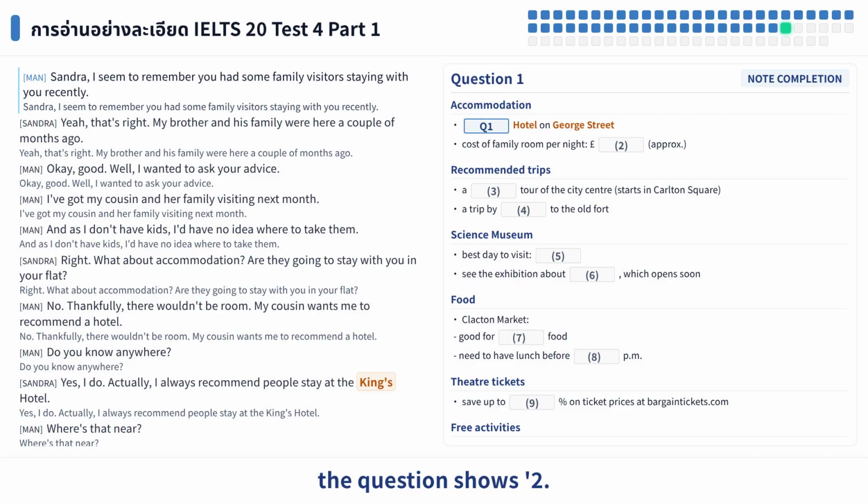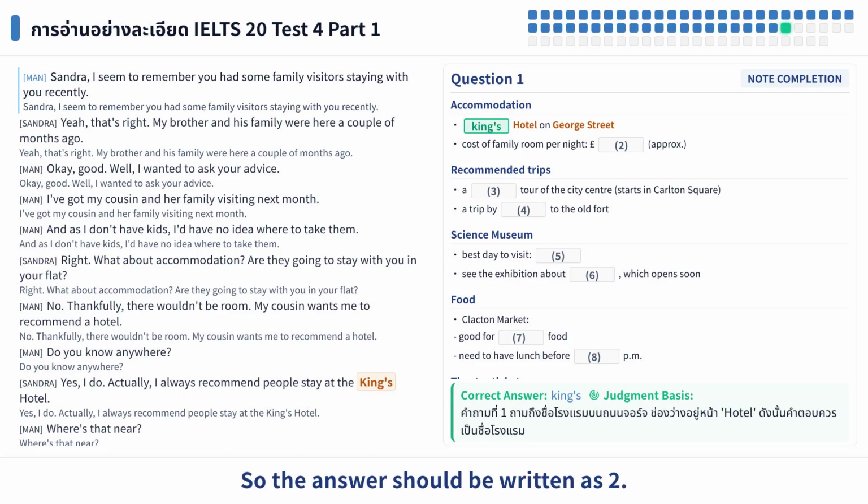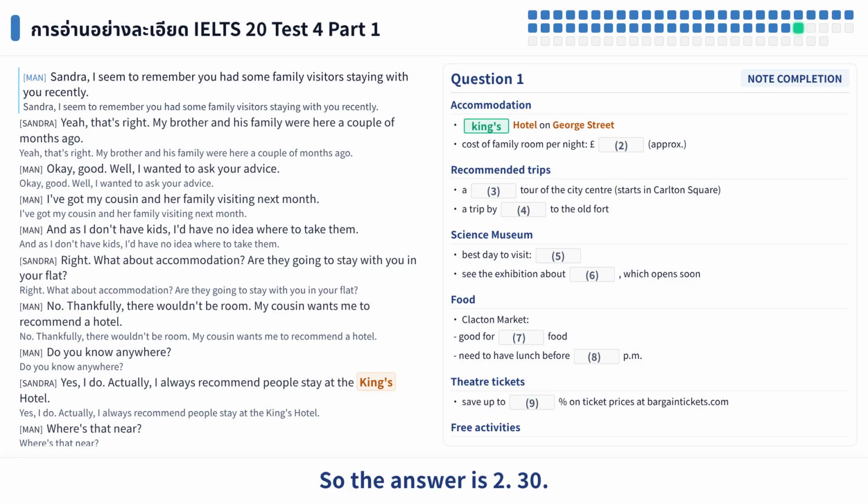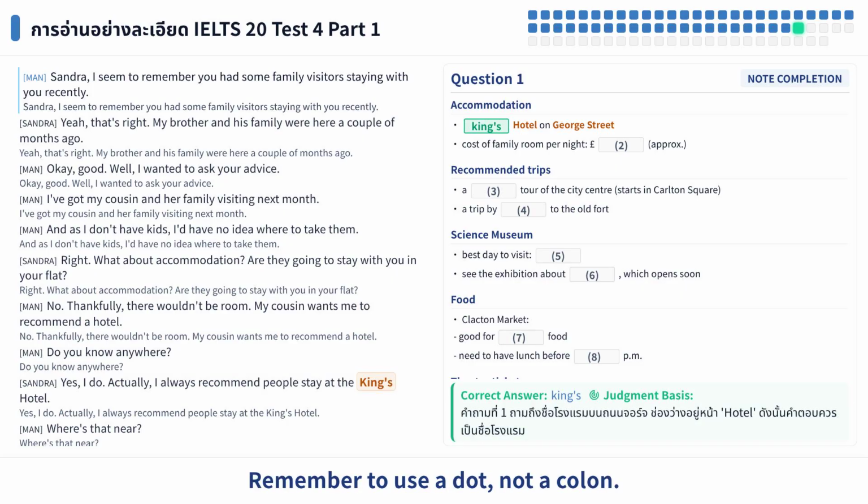The example in the question shows 2.3, not 2:30. So the answer should be written as 2.3, using a dot instead of a colon. So the answer is 2.3. Remember to use a dot, not a colon.